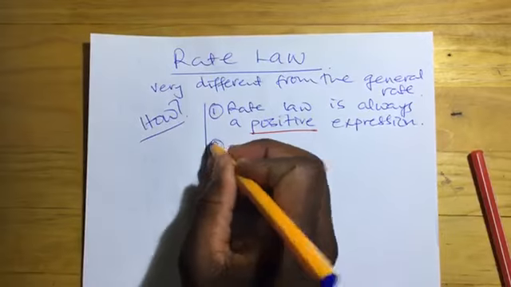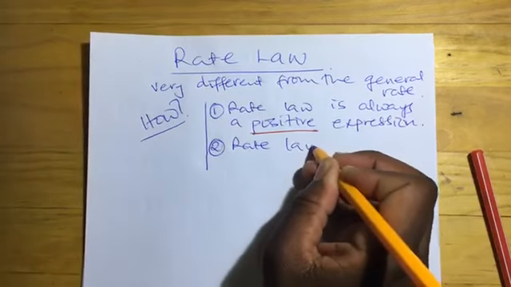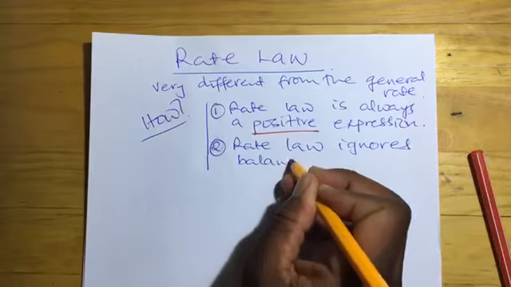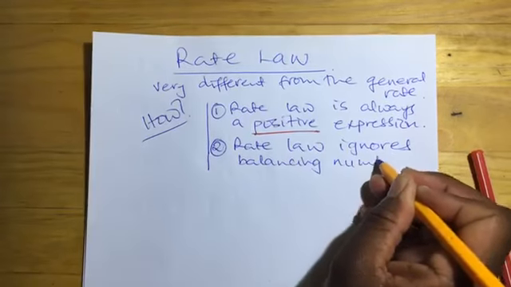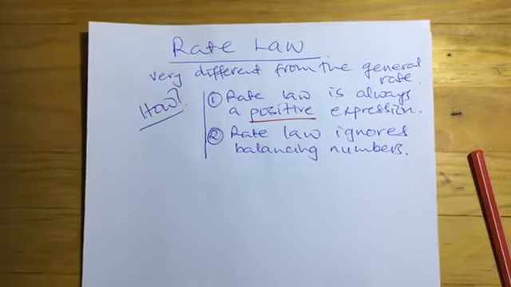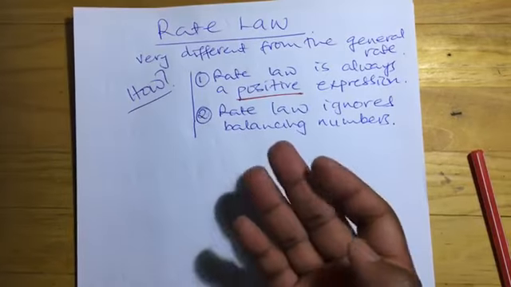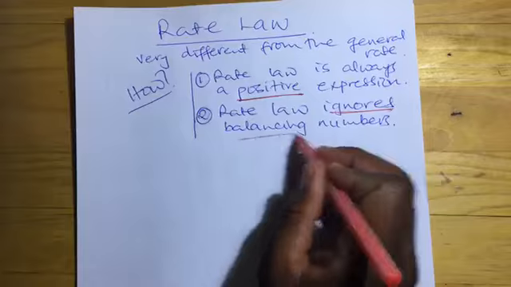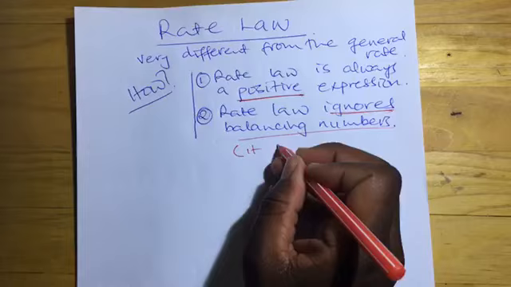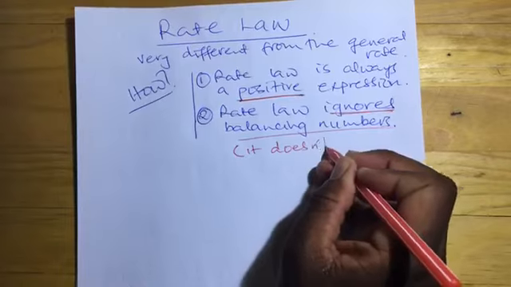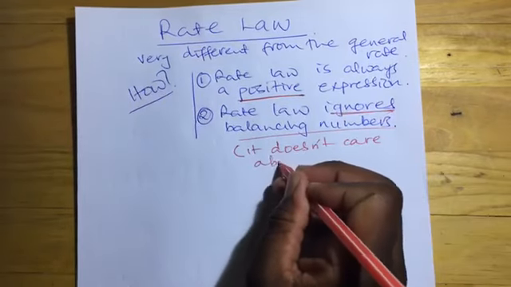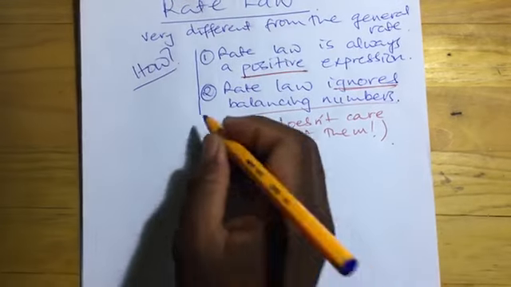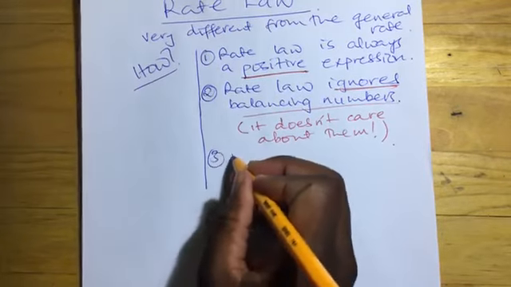Okay, next, number two. Rate law ignores balancing numbers. The same way that some of you are ignored by your crushes when you text them is the same way the rate law is going to ignore balancing numbers. So rate law ignores balancing numbers. It doesn't care about them.